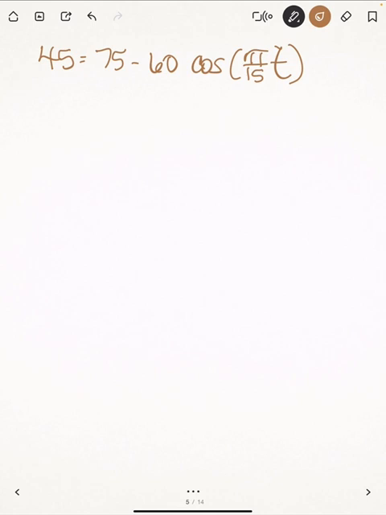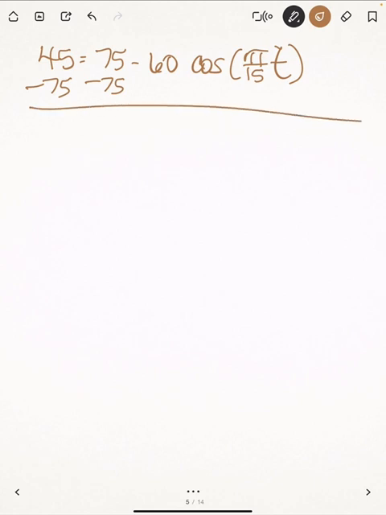To solve this, first of all, we want to get our cosine by itself. We're going to keep the information in parentheses, but we want to get rid of any numbers that are either in front of it or being added to or subtracted from it. So the first thing we want to do is take this 75, since it's a positive 75, and subtract 75 from both sides.